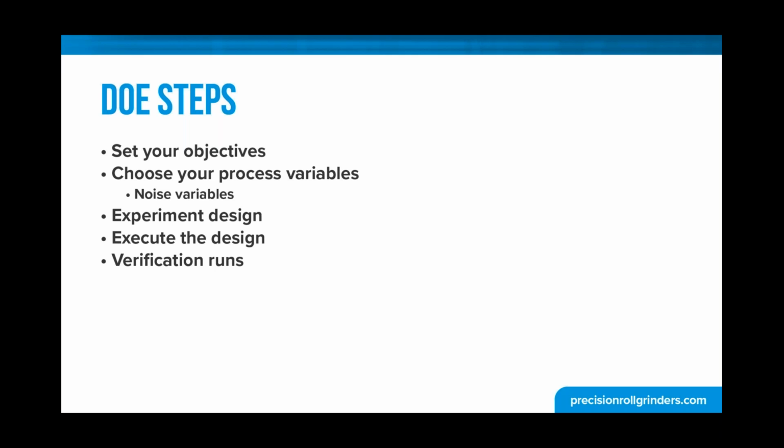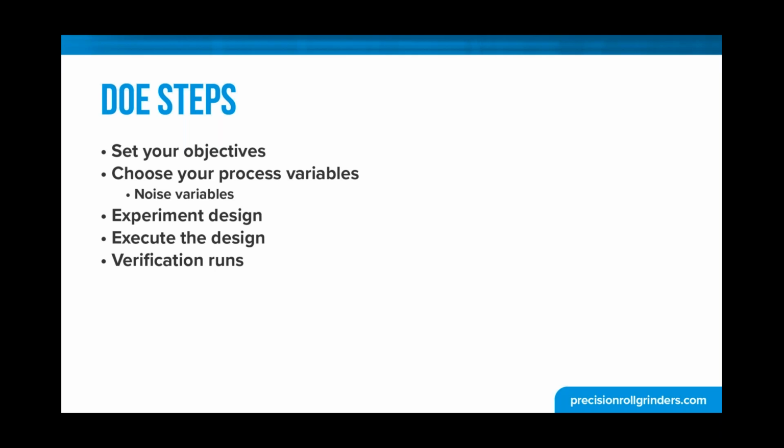Once you've chosen your variables, then you're going to be looking at your experiment design. This is what I touched on in that very first slide, choosing your factors. This is when you want to decide, okay, how many factors are you dealing with and how many trials or runs do you have to make so you're getting the answers that you are looking for.